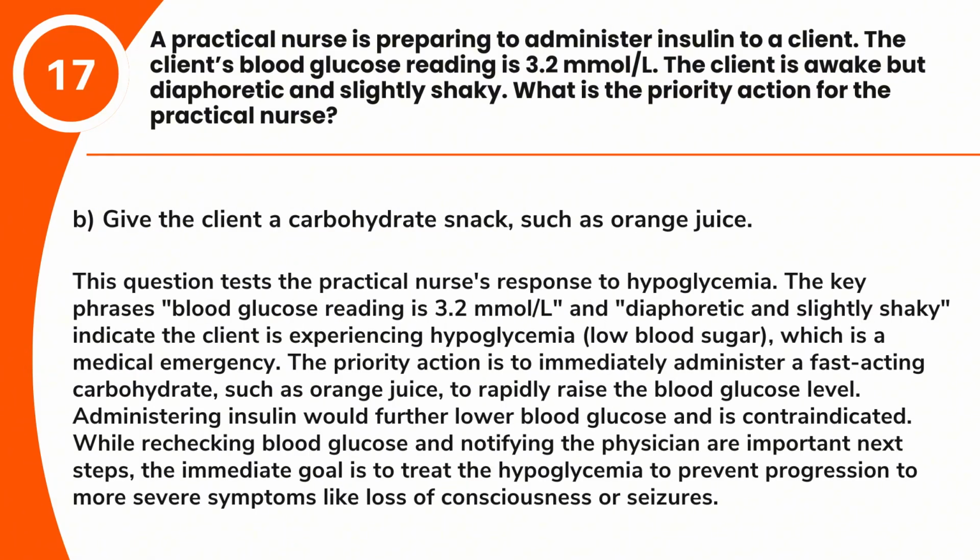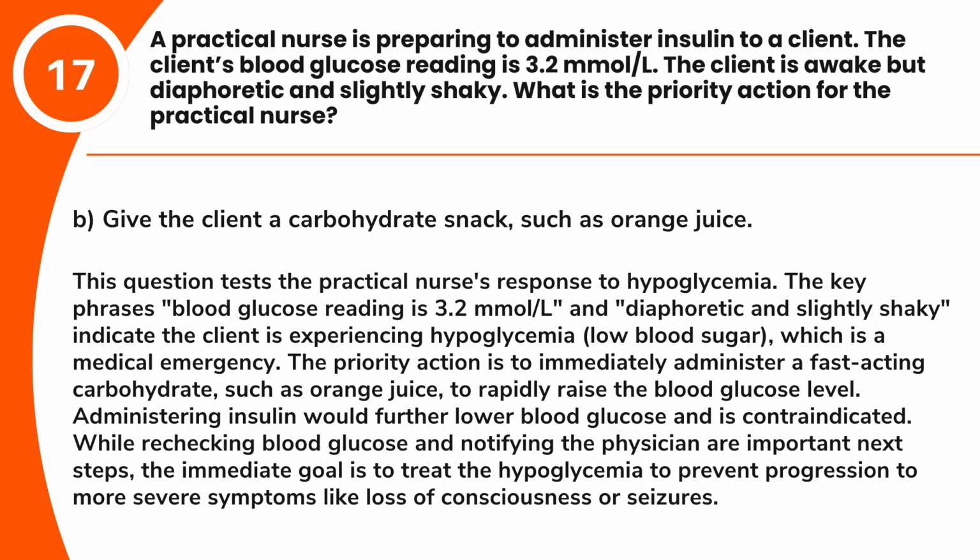Answer B. Give the client a carbohydrate snack, such as orange juice. This question tests the practical nurse's response to hypoglycemia. The key phrases blood glucose reading is 3.2 millimoles per liter and diaphoretic and slightly shaky indicate the client is experiencing hypoglycemia, low blood sugar, which is a medical emergency.